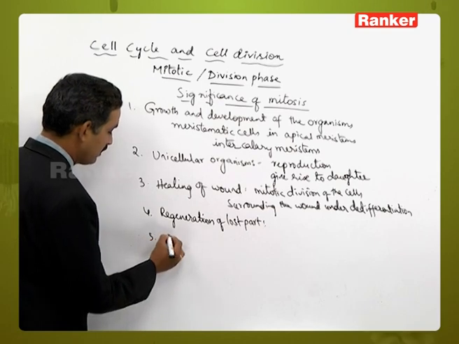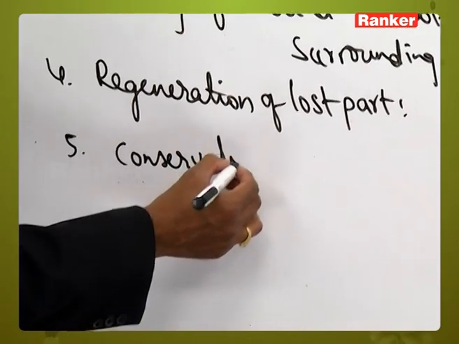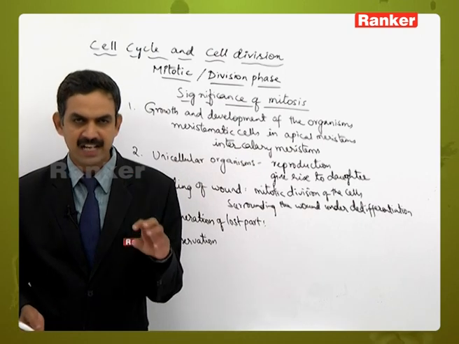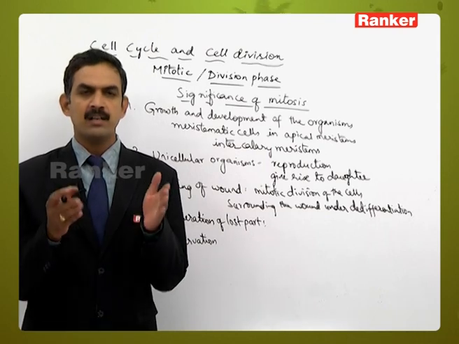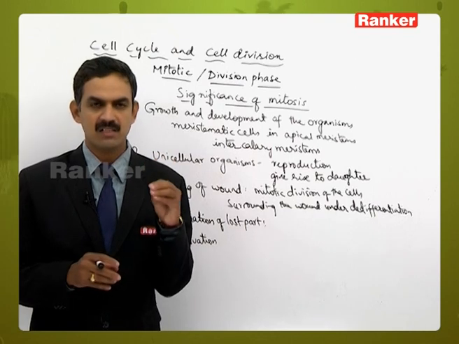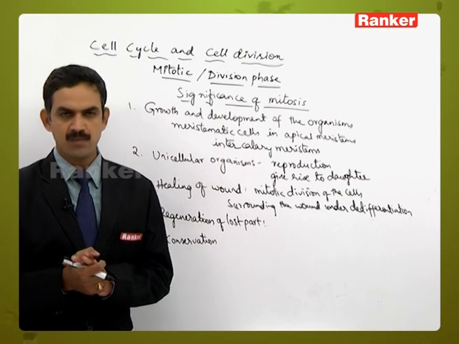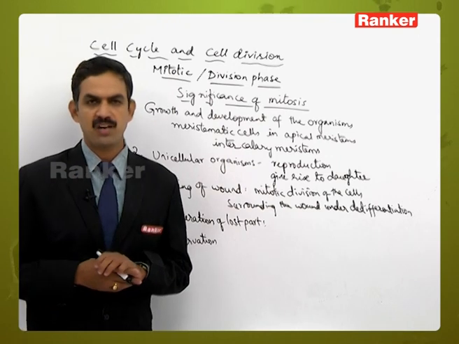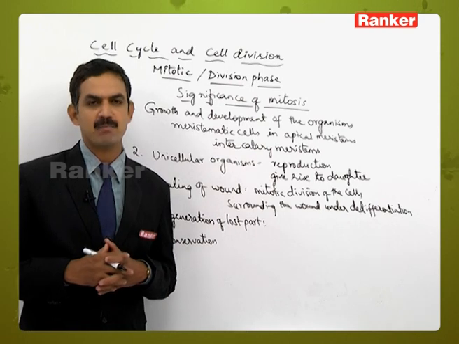Then conservation of genetic integrity, or we can say the conservation of the genetical nature of the particular plant species. That is, whatever the chromosome number and whatever the genes present on the chromosomes or the DNA, the same type of genes will be retained by the organism because of the mitotic division. Likewise, these are various functions related to mitosis, and of course mitosis will also help in the wear and tear mechanism.